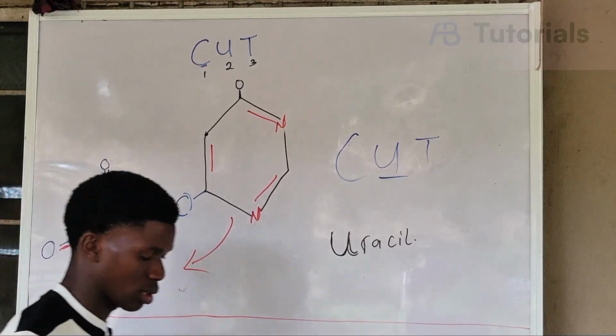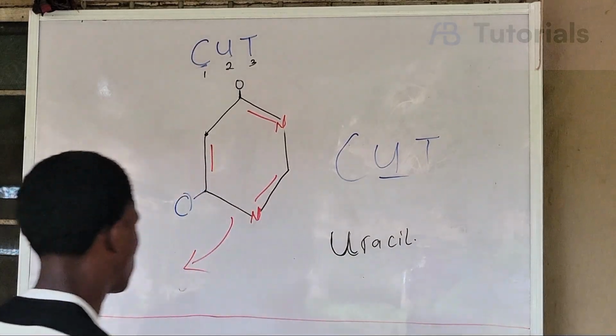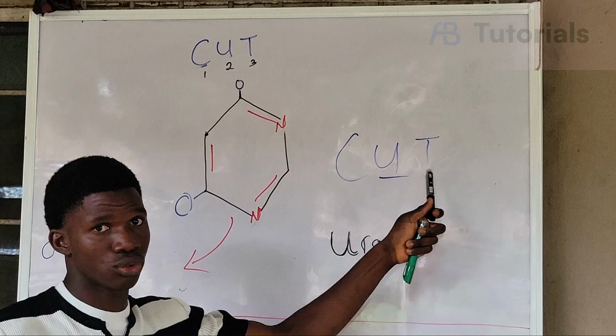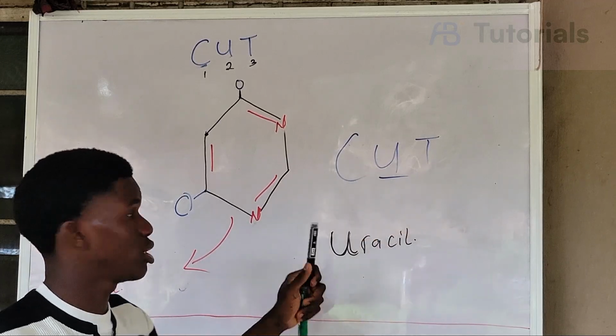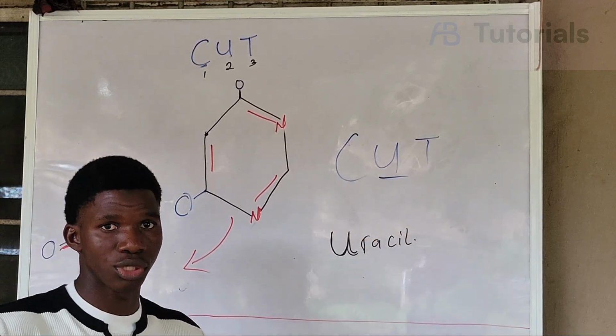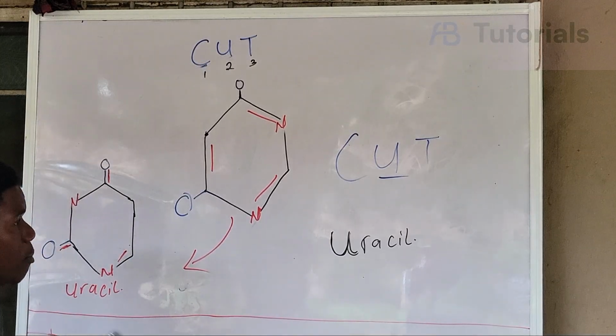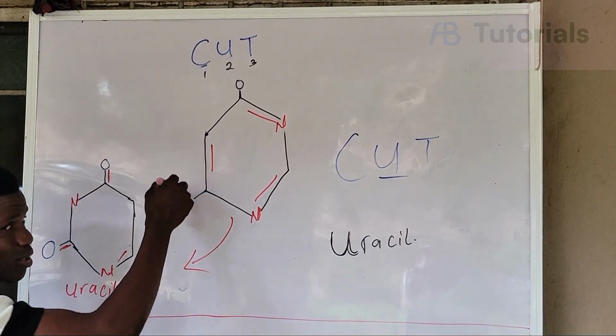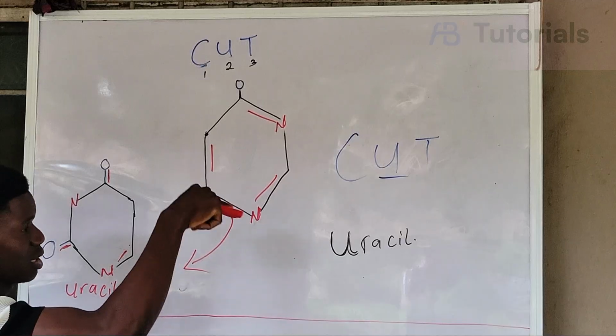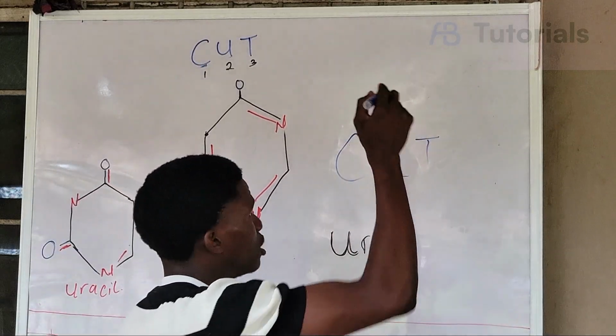And I hope you understand that. So I don't have to draw any other structure again if I want to draw the structure of thymine. Thymine is just our uracil with a methyl group. So just add a methyl group here. So I have to clean. Let me just draw it somewhere here. So look here.